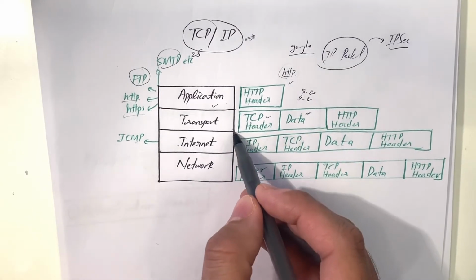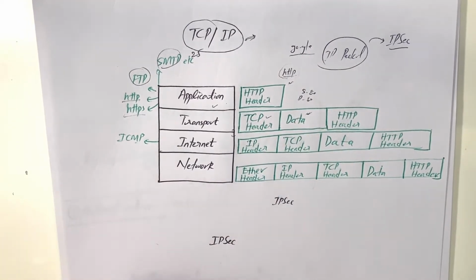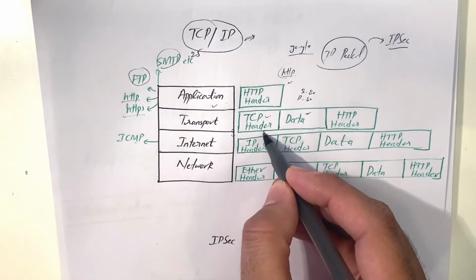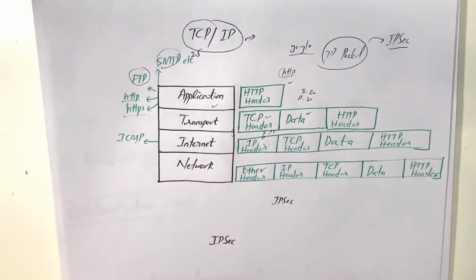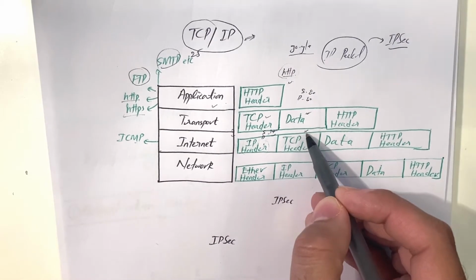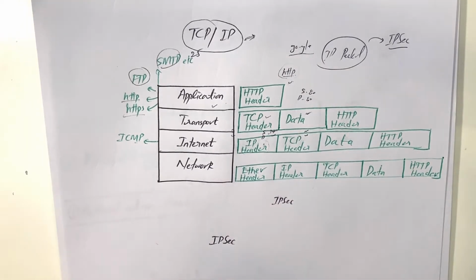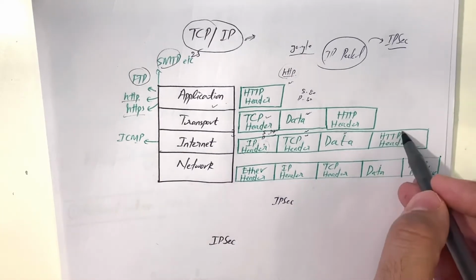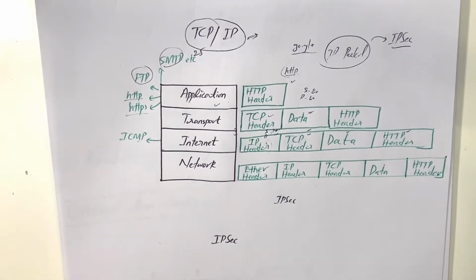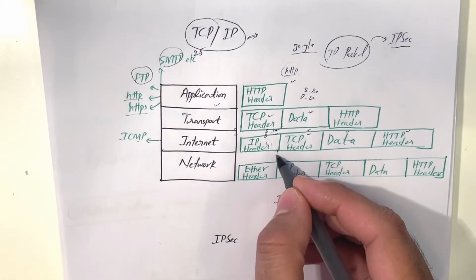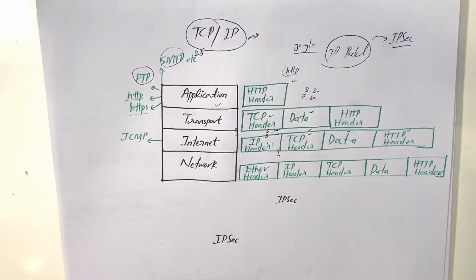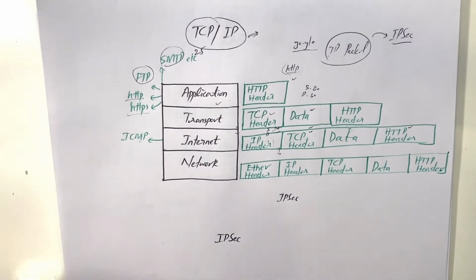When this packet gets to the internet layer, we add the IP header, and in the IP header we add source and destination IP addresses. So you have source and destination IP addresses, source and destination port numbers, and the request data, and this is the type of the request, or you can say the protocol. Next, when this packet gets to the network layer, we add the Ethernet header, which is the source and destination MAC address, in fact the gateway MAC addresses.